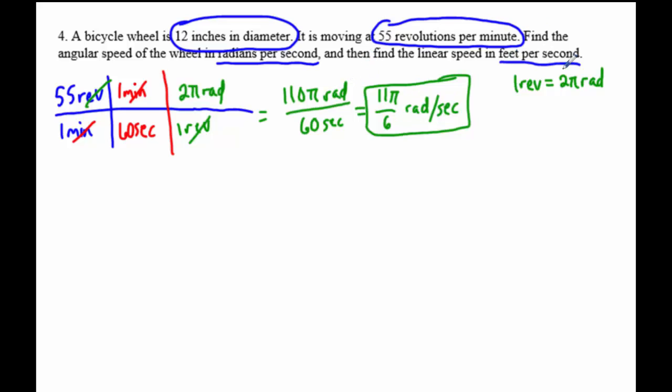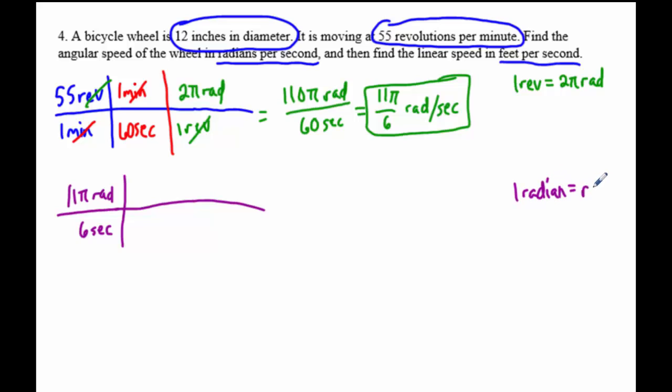That's the first part. Now we want to take that and convert to feet per second. So I'm going to take the 11 pi radians over 6 seconds, and I'm going to say, how do I get this instead to be feet per second? Well, the second part of that is fine. How do I go from radians to something like inches or feet? 1 radian equals my radius. So to get rid of the radians, I need what the radius is. If my diameter is 12 inches, my radius is 6 inches.